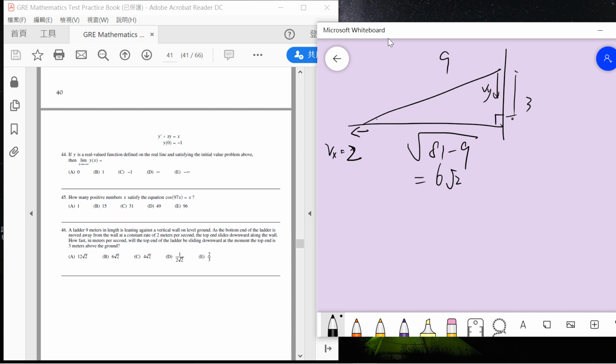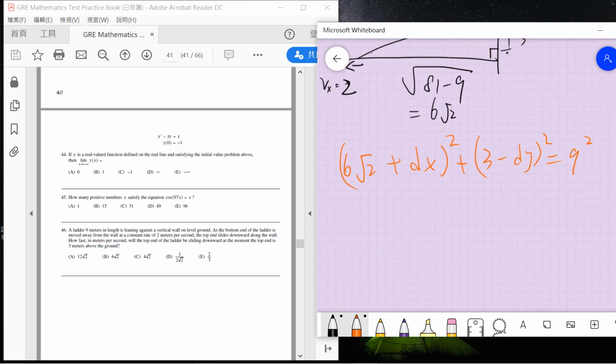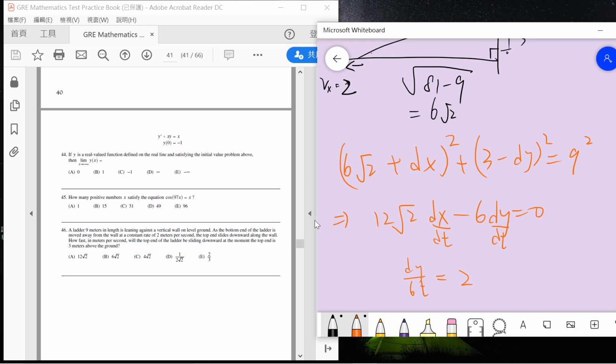So basically you know that 6 times square root of 2 plus dx squared plus 3 minus dy squared should maintain the length. So you get 12 square root of 2 dx minus 6 dy should be 0. We neglect the dx squared term and dy squared term. So we get, and dx over dt is 2. So we divide by dt. So dy over dt is 2 times square root of 2 times 2, so 4 square root of 2. This is a simple question that we choose C.